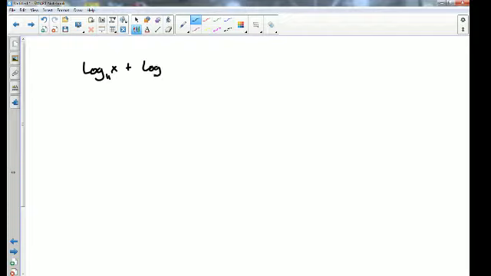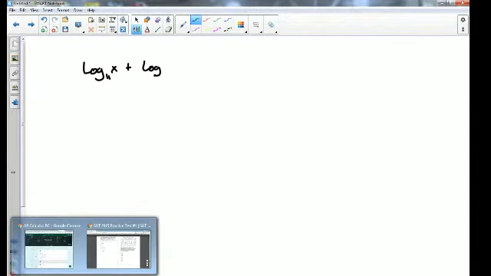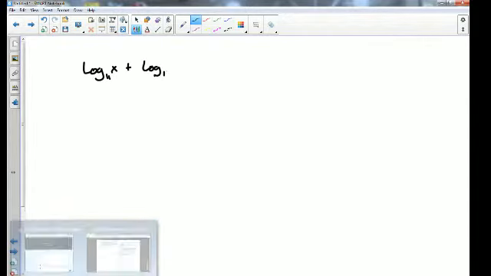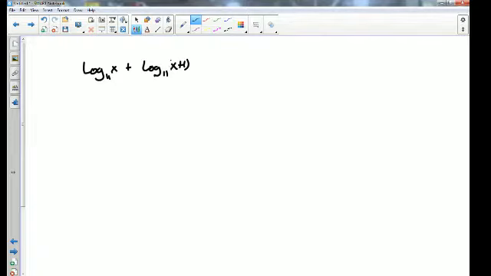49. That would be 7, right? Okay, here's an equation with logs in it. Takes 2 of these.